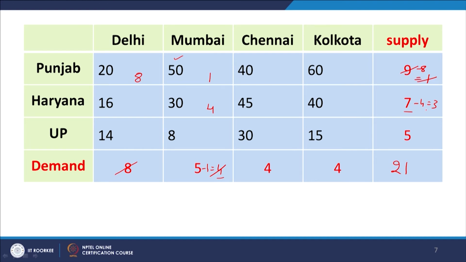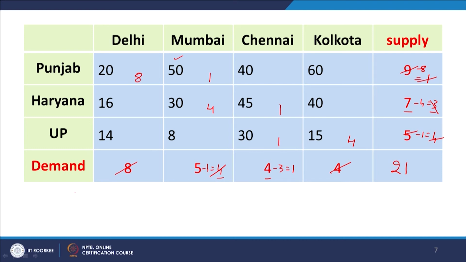Then we compare 3 and 4. This tells us that the minimum is 3, so this is satisfied, and 4 minus 3 is 1. Here this is 1 and this is 1. Then we have to compare 1 and 5, and the minimum is 1. So, 5 minus 1 is 4, and now we are left with 4 supply and 4 demand, and therefore both will be satisfied and this will come over here.